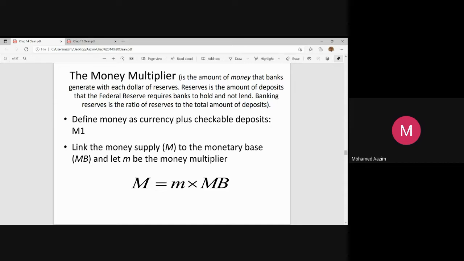You already know about the reserves, and then you can further define the banking reserve ratio. That is the ratio of reserves to the total amount of deposits. You have 100,000 as reserves, but you have 1 million as the deposit base. So 100,000 over 1 million is the banking reserve ratio. You have 100,000 as the reserves, 1 million as the deposits. Just an example, right?